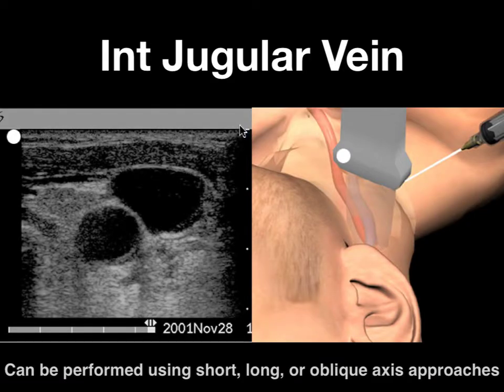Now, the internal jugular vein also can be performed under a variety of approaches. You could use an in-plane oblique axis approach, which would be the posterior approach. You could use an in-plane middle approach, which would be a long axis approach, or you could use an out-of-plane short axis approach, which would be a middle approach also, and this is probably the one that's most commonly used in emergency medicine. But again, this is the one where visualization of the needle tip can be more difficult.